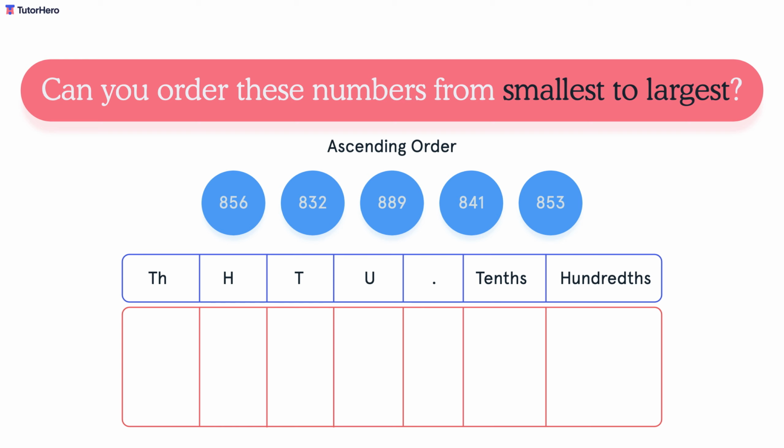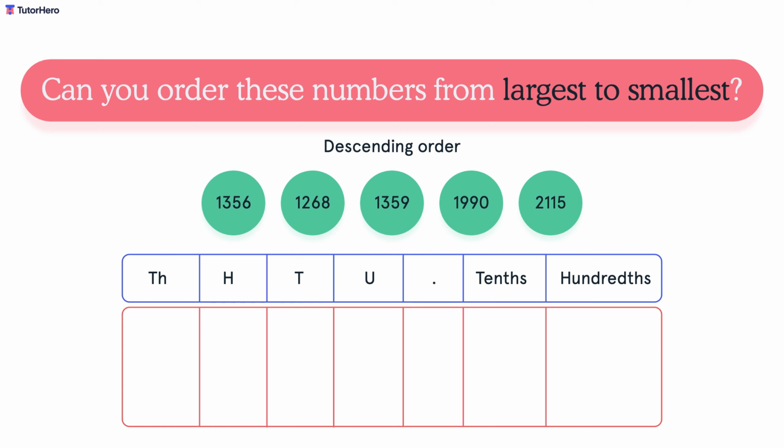Can you order these numbers from smallest to largest? When we order numbers from the smallest to the largest, this is called ascending order. Pause the video and have a go. Remember to use the place value chart if you need to. How did you get on? Here are the answers. In ascending order, the numbers are 832, 841, 853, 856 and 889. Well done if you got those answers correct.